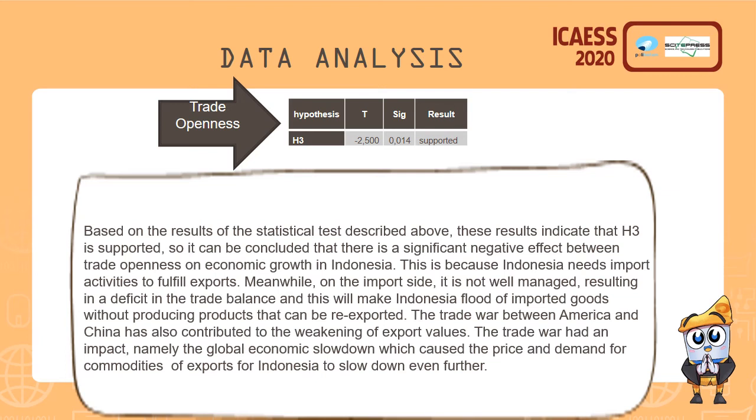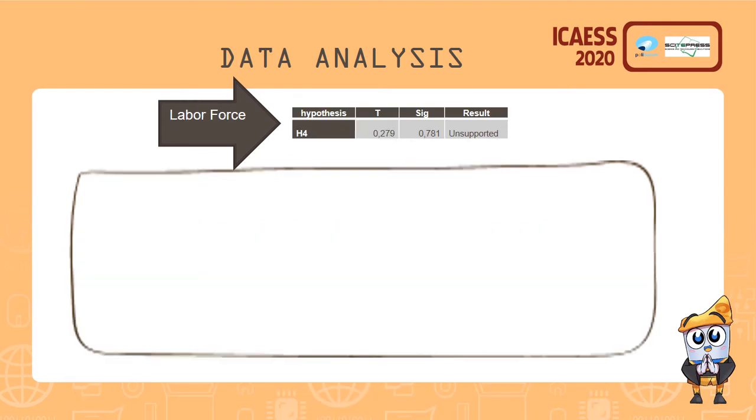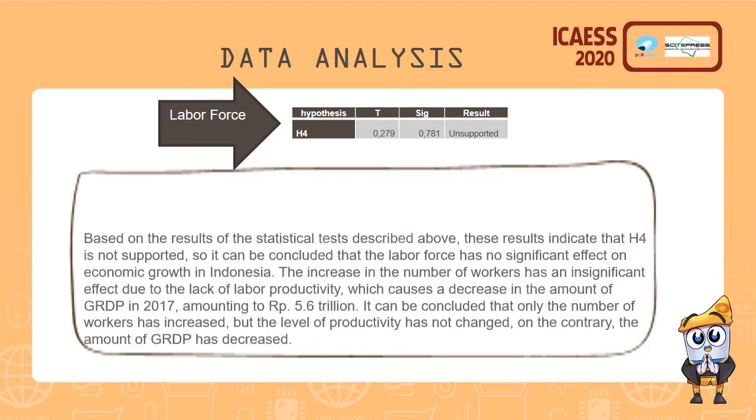The trade war between America and China has also contributed to the weakening of export values. The trade war had an impact, namely the global economic slowdown, which caused the price and demand for export commodities from Indonesia to slow down even further.